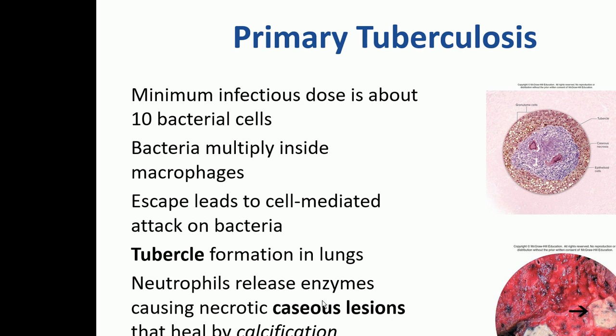Okay, primary tuberculosis. Minimum infectious dose is about 10 bacterial cells. Bacteria multiply inside macrophages. Escape leads to cell-mediated attack on bacteria. There is the formation of tubercles in the lungs, and neutrophils release enzymes causing necrotic caseous lesions that heal by calcification.